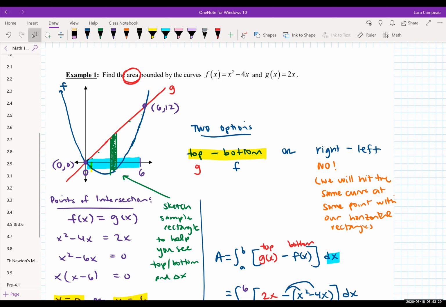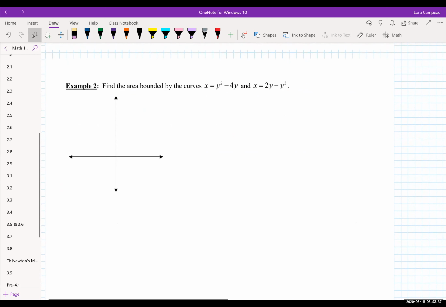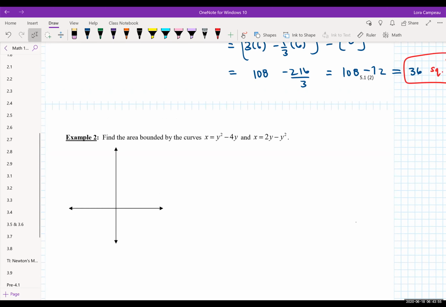I want to show you a few more examples just to make sure we catch everything. So let's take a look at example 2. This time we're going to find the area bounded by the curves x equals y squared minus 4y, and x equals 2y minus y squared. The minute I see this, everything is in terms of y. I have a function of y in both cases, so functions of y.